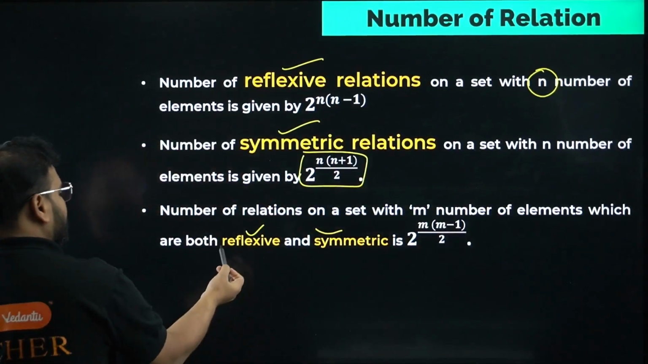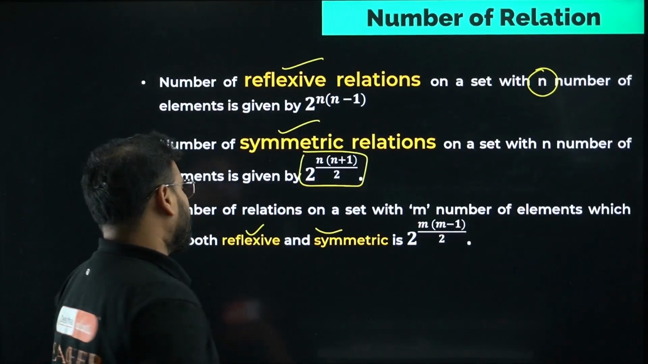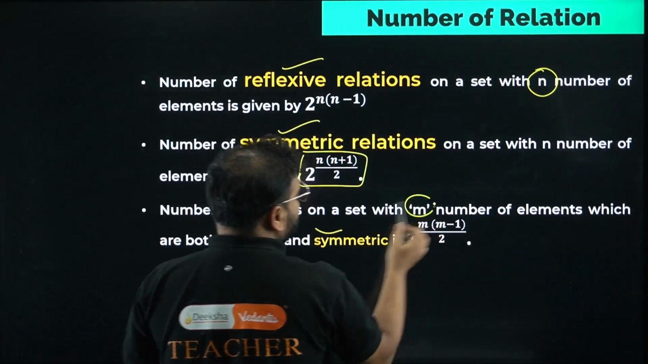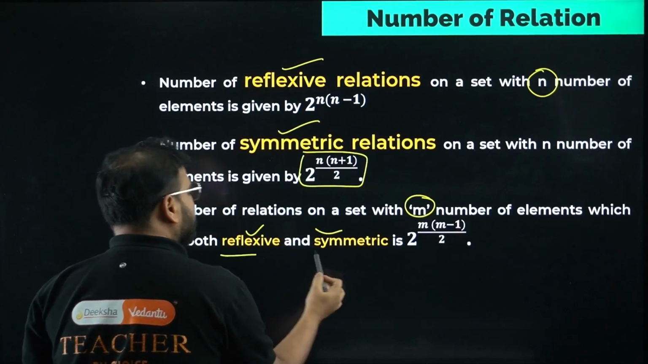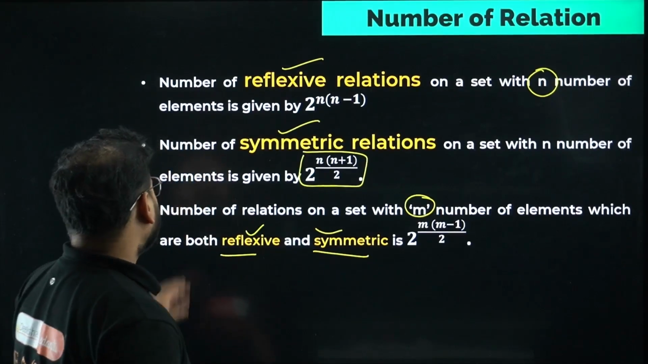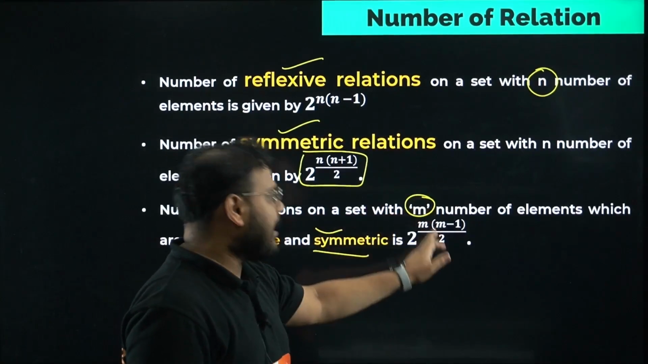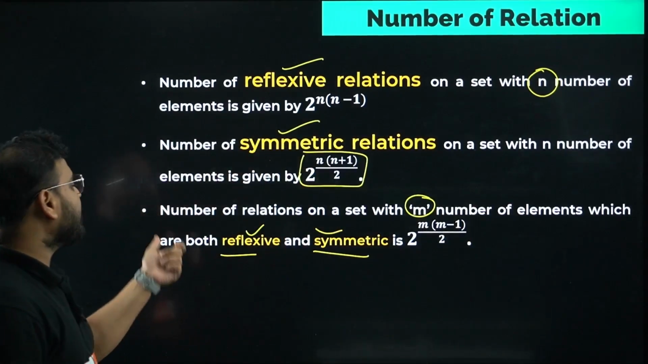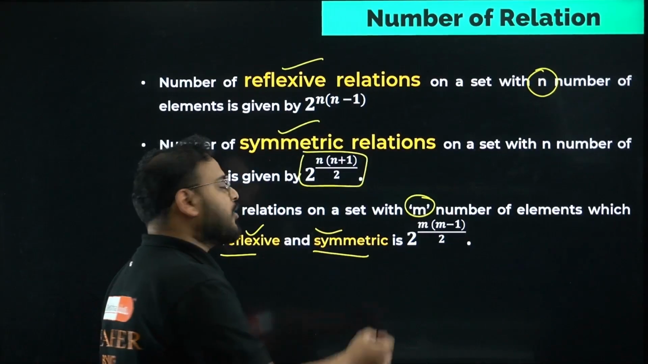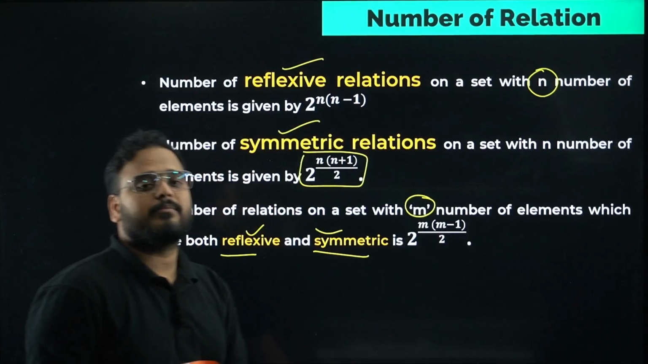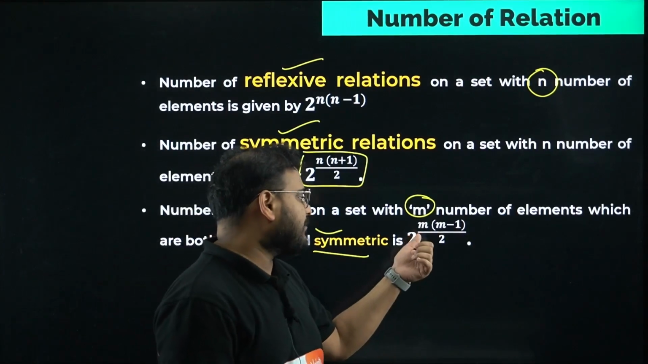Whereas in the case of combination of reflexive and symmetric, the cardinal number is m over here, and you have reflexive and symmetric relations. You're looking for the combination. Number of relations on a set with m number of elements which are both reflexive and symmetric. Answer is given by 2 power m times of m minus 1 by 2. Okay, 2 power m times of m minus 1 by 2.